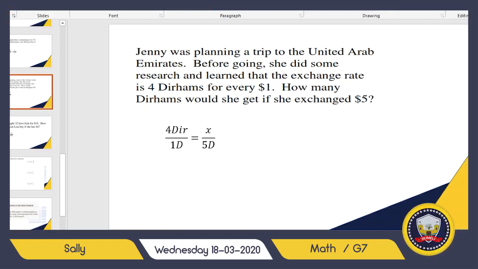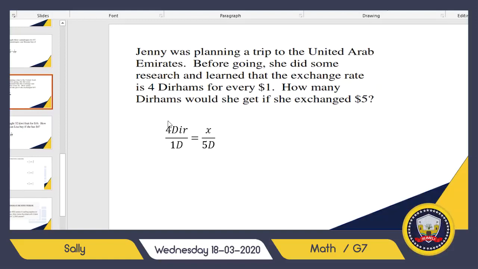Today we'll continue our lesson, the proportion, and we're going to take more examples about the proportion. You remember from our previous session that I told you that the keyword for proportion is cross multiplication. So let's take an example here.